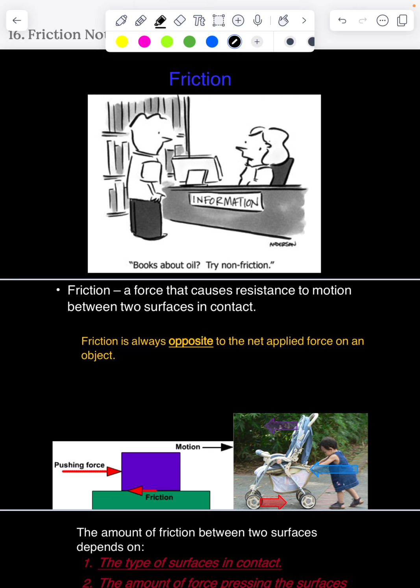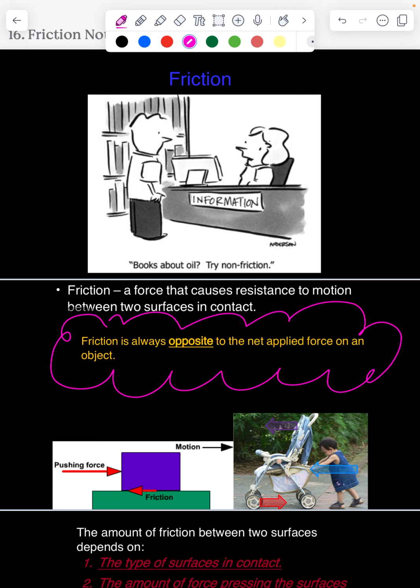Friction will always go in the opposite direction of the net force, which is also where the motion will be. So if your object is moving to the right, friction's going to go to the left. If your object is moving up, friction is going down, and so on and so forth.